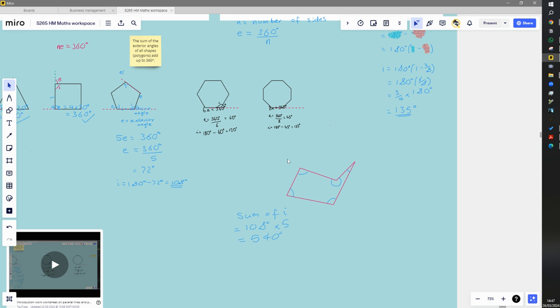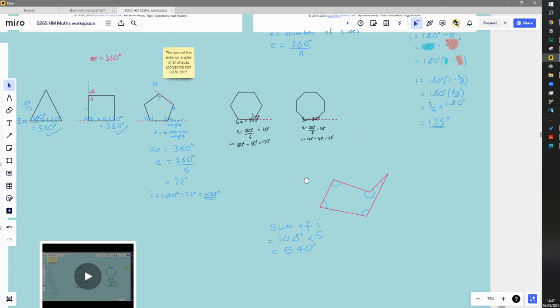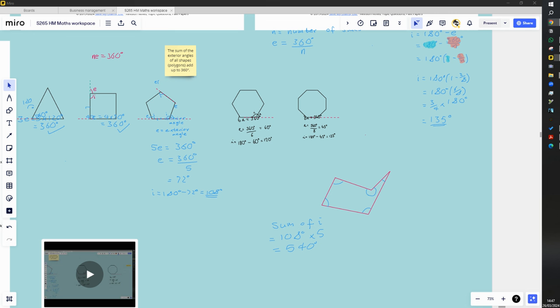But so you can apply that rule. Oh yeah, so I was losing my thread a little bit, but if we go back to the regular pentagon, we worked out the interior angle was 108 degrees, and therefore the sum of the interior angles would be equal to 5 times 108 degrees, and that would be the same for an irregular pentagon. So the sum of the interior angles of an irregular pentagon would be equal to 108 degrees times 5, which is 540.